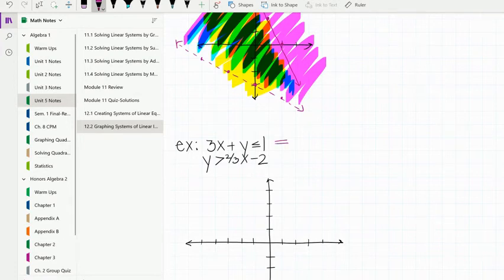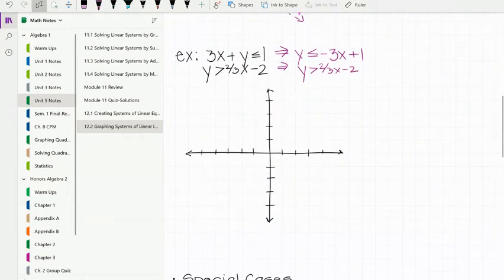I have to get this into slope-intercept form. It's very close, but we just need to subtract that 3x. So I'm going to get -3x plus 1. So that equation is ready to go. And then the second one is also already ready because it is in slope-intercept form. All right, so we will go ahead and graph these.